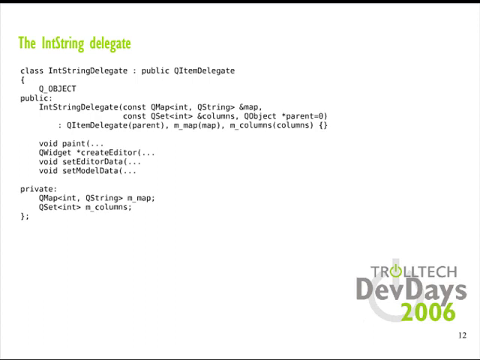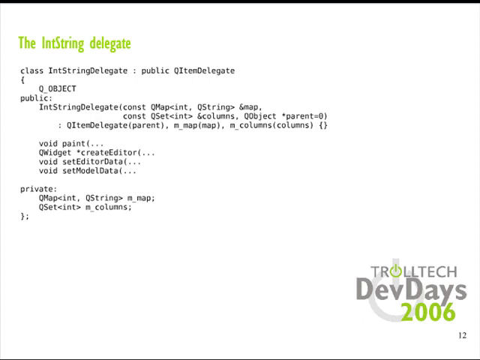The paint method is called when the view says paint an item. Create editor is called when the user initiates editing to give an editor to the view. If an editor is indeed created, i.e. the view gets a non-zero editor back, then set editor data is called, and presumably that will retrieve the data for the current item that's being edited and put it in the editor in some form. Set model data is called if the user accepts their own edit. They hit return, they click somewhere, basically do anything except press escape.